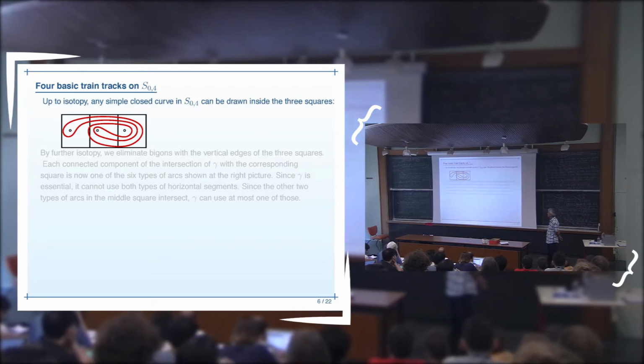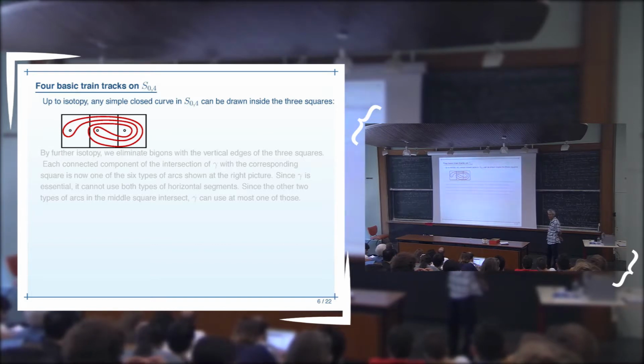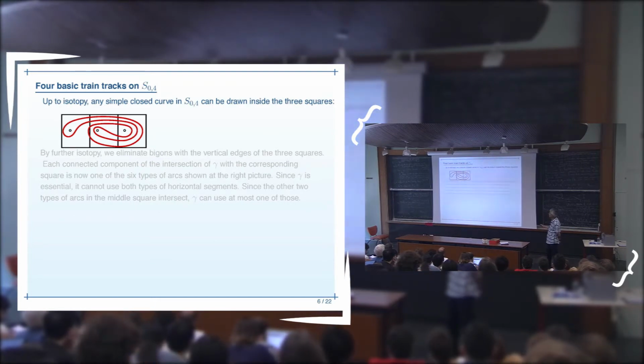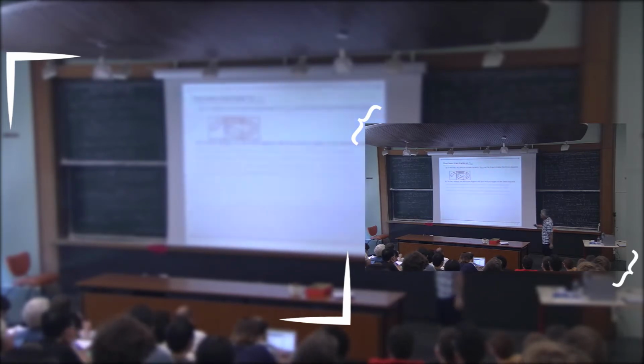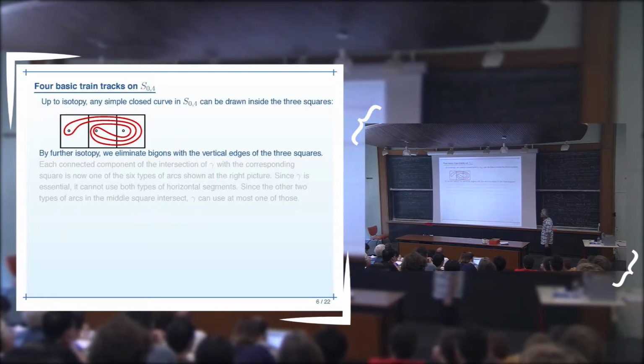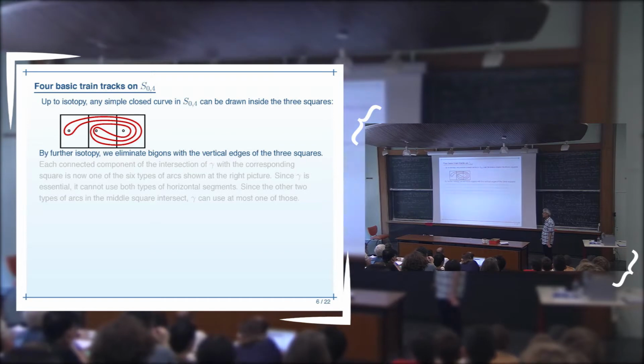So first, you agree that up to isotopy, since we do not consider peripheral curves, any simple closed curve in S04 can be drawn inside the 3 squares like this. Right, I contracted a little bit. Then, by further isotopy, we eliminate bigons. So here we have bigons of intersection with vertical lines. I don't like this bigon. I will contract my curve a little bit, and hop, bigon disappeared. So you agree that I can eliminate bigons, right? Stupid bigons.